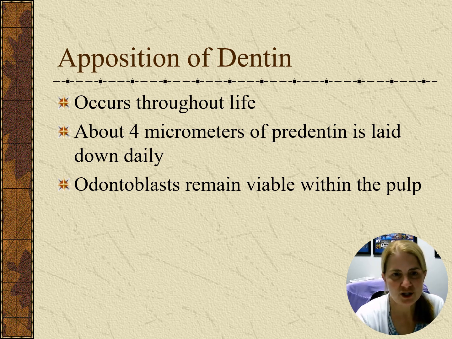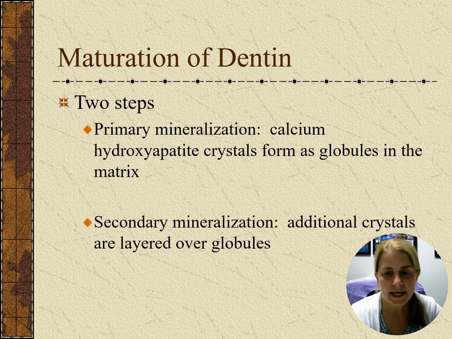Dentinogenesis, or the apposition of dentin, occurs throughout life. There are about 4 micrometers of pre-dentin laid down daily, and there are odontoblasts that remain at the outer pulp wall throughout life. So the apposition of dentin starts with pre-dentin, and it lays down a dentin matrix, and then throughout life it continues to lay down a secondary dentin matrix. There are 2 steps in the maturation of dentin. There is primary mineralization and secondary mineralization.